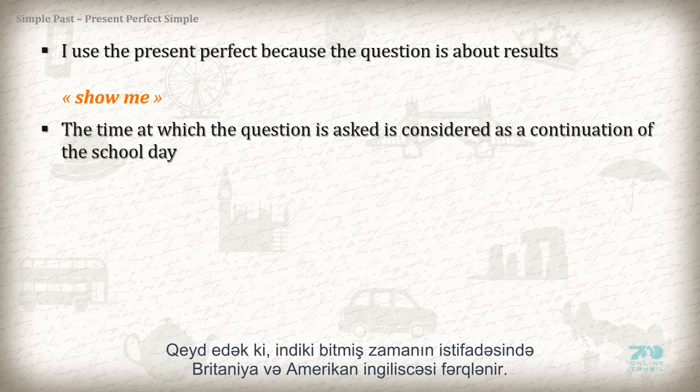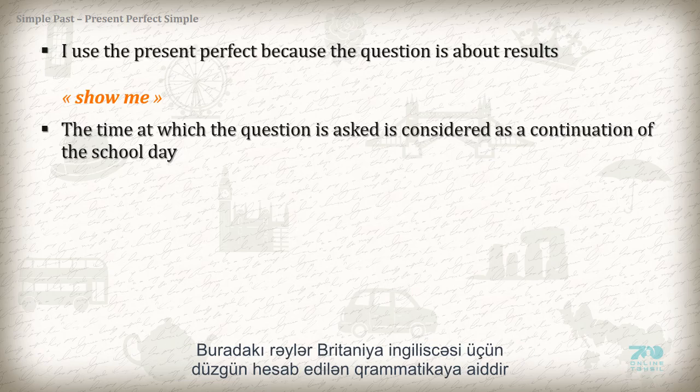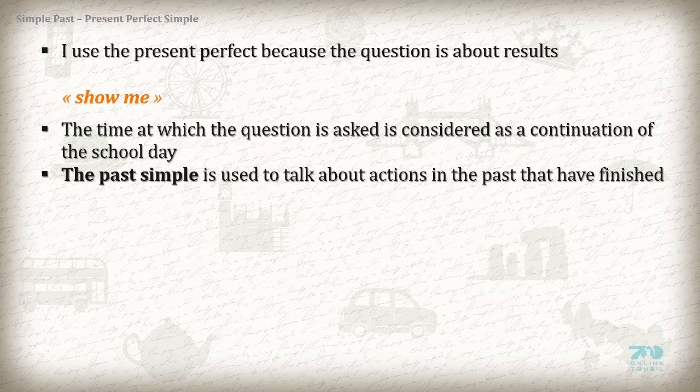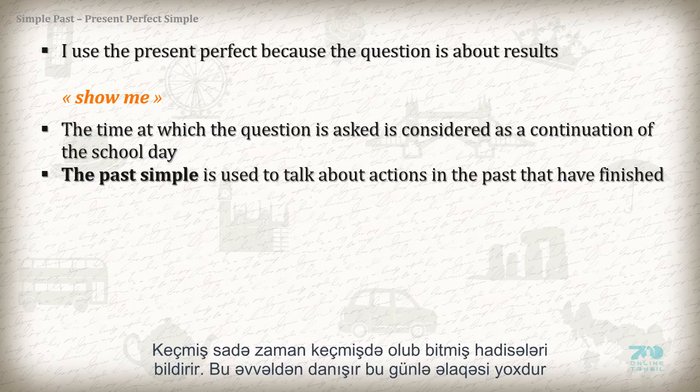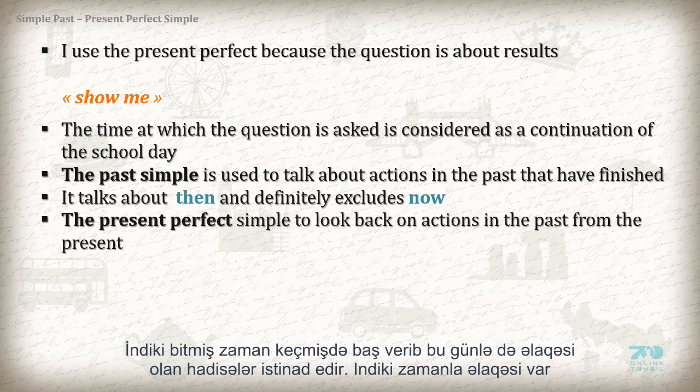Remember that British and American English have different rules for the use of the present perfect. The comments here refer to correct grammar for British English. In American English, it is often considered acceptable to use the past simple in some of these examples. The past simple is used to talk about actions in the past that have finished. It talks about then and definitely excludes now. The present perfect simple looks back on actions in the past from the present. It always includes now.